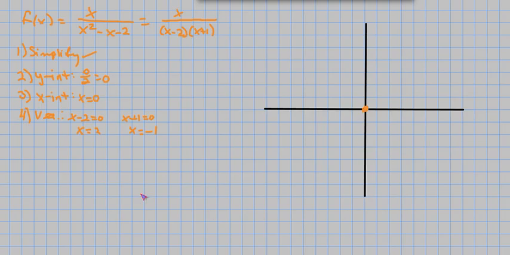So we're going to take those at x equals 2 and draw our vertical asymptote there. And at x equals negative 1. And again, remember, we're not allowed to touch our vertical asymptotes when we do start working with our curves. Alright, that leaves us with horizontal asymptotes.